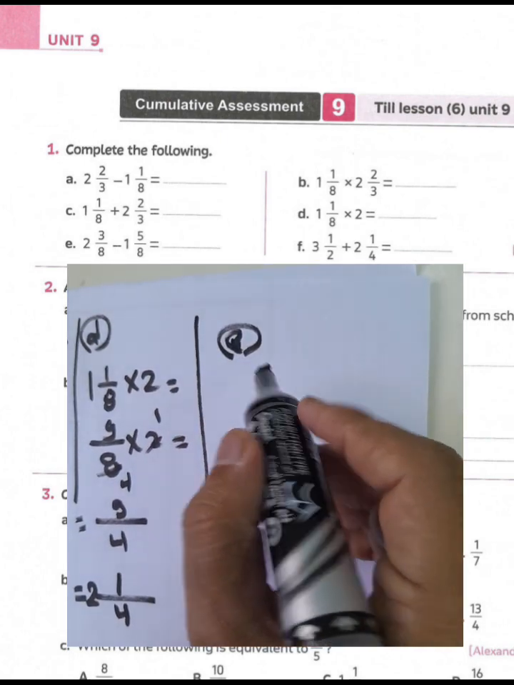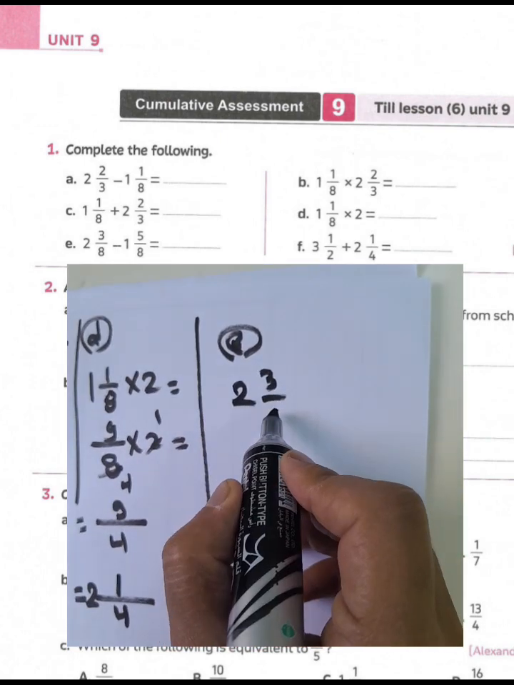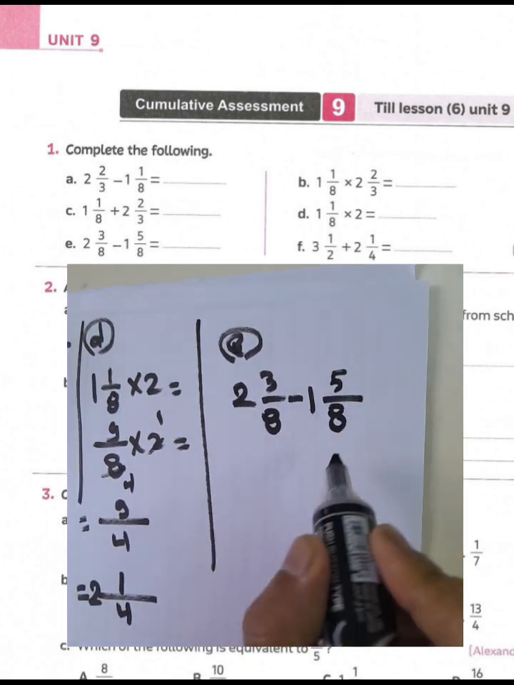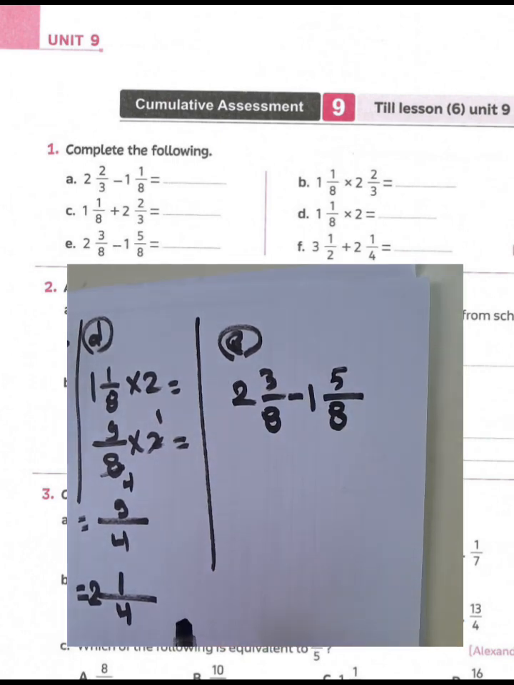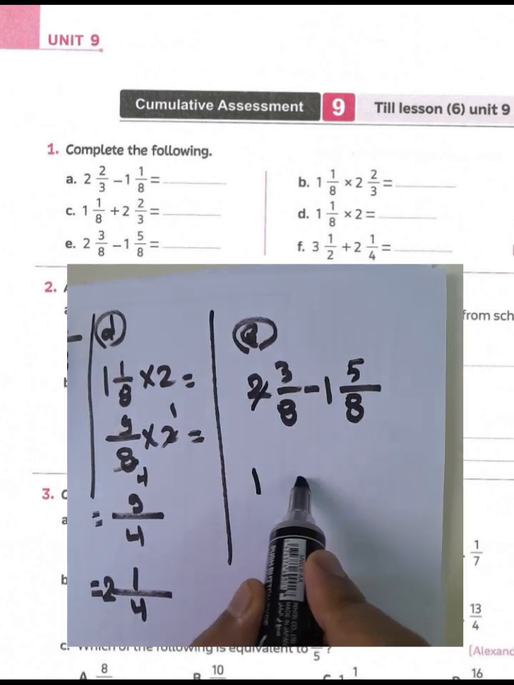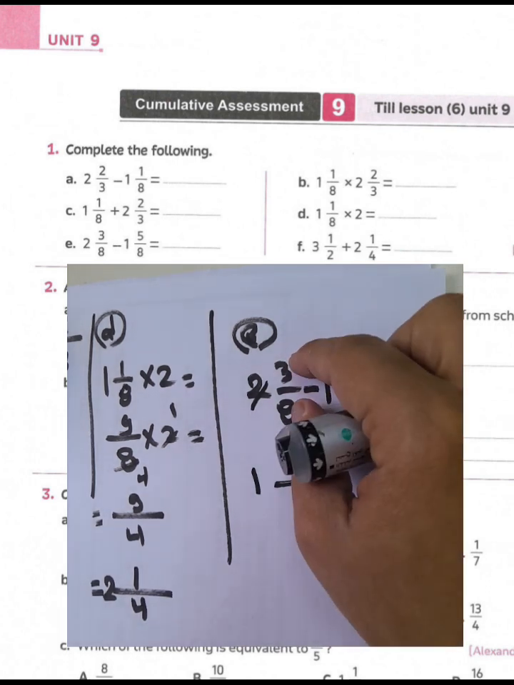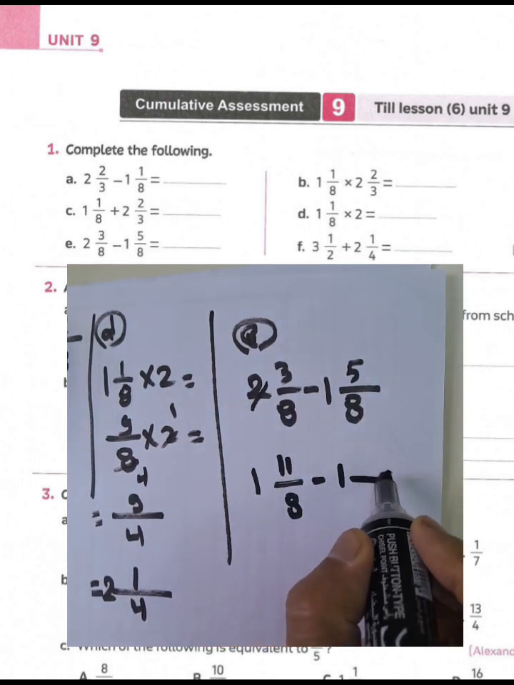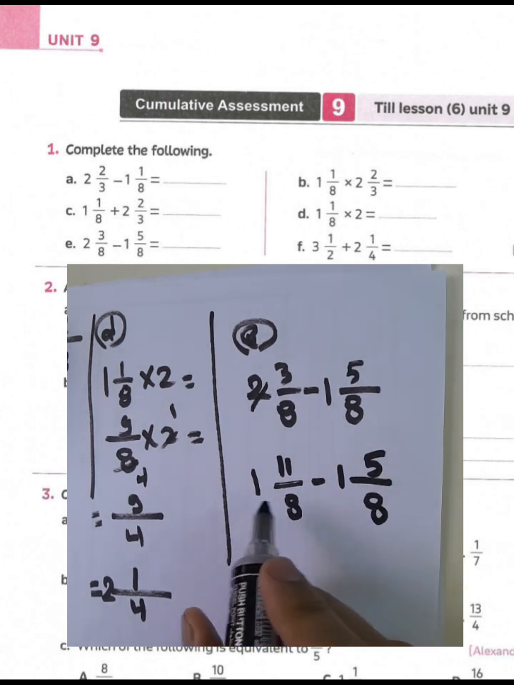Letter E: 2 and 3 over 8 subtracted by 1 and 5 over 8. 3 minus 5, we can't do it. So you must borrow 1 from the left-hand side. Here 2 will be 1. And 1 equals 8 over 8 plus 3 over 8. It will be 11 over 8. Subtract 1 and 5 over 8.